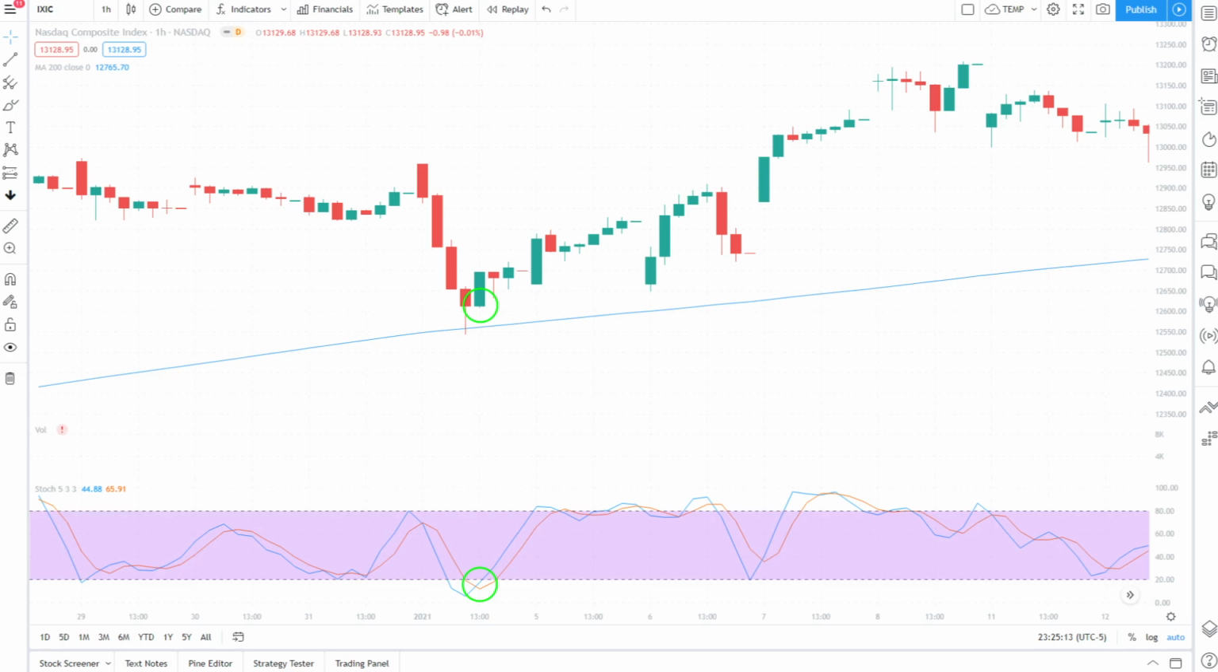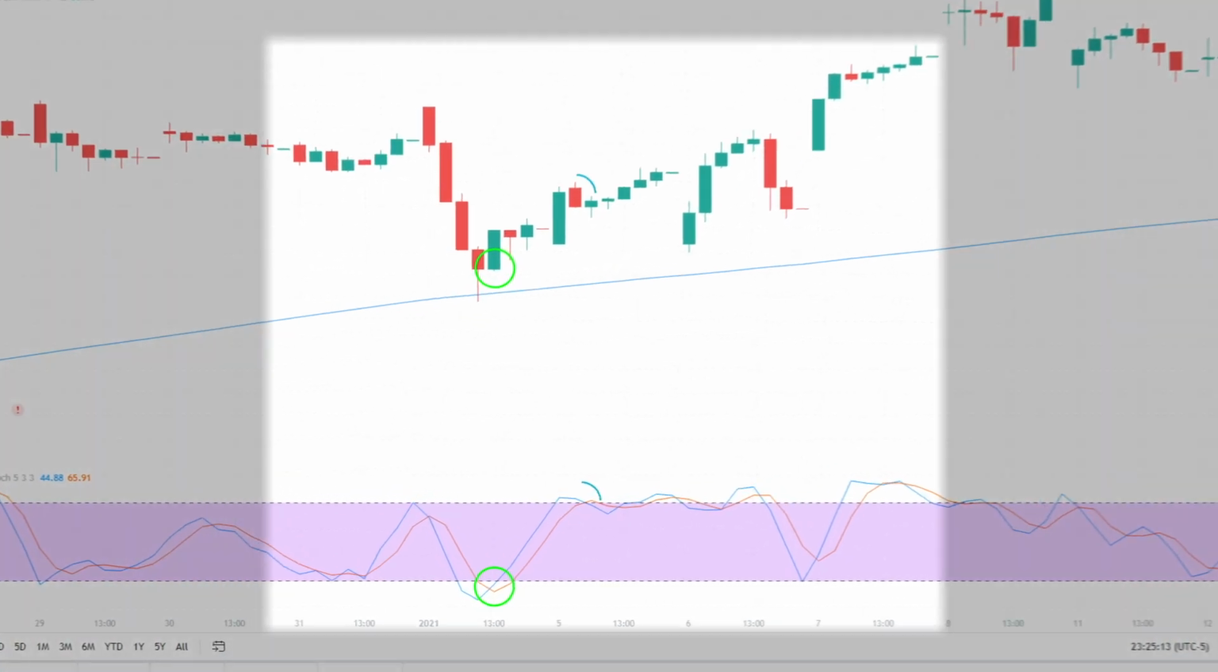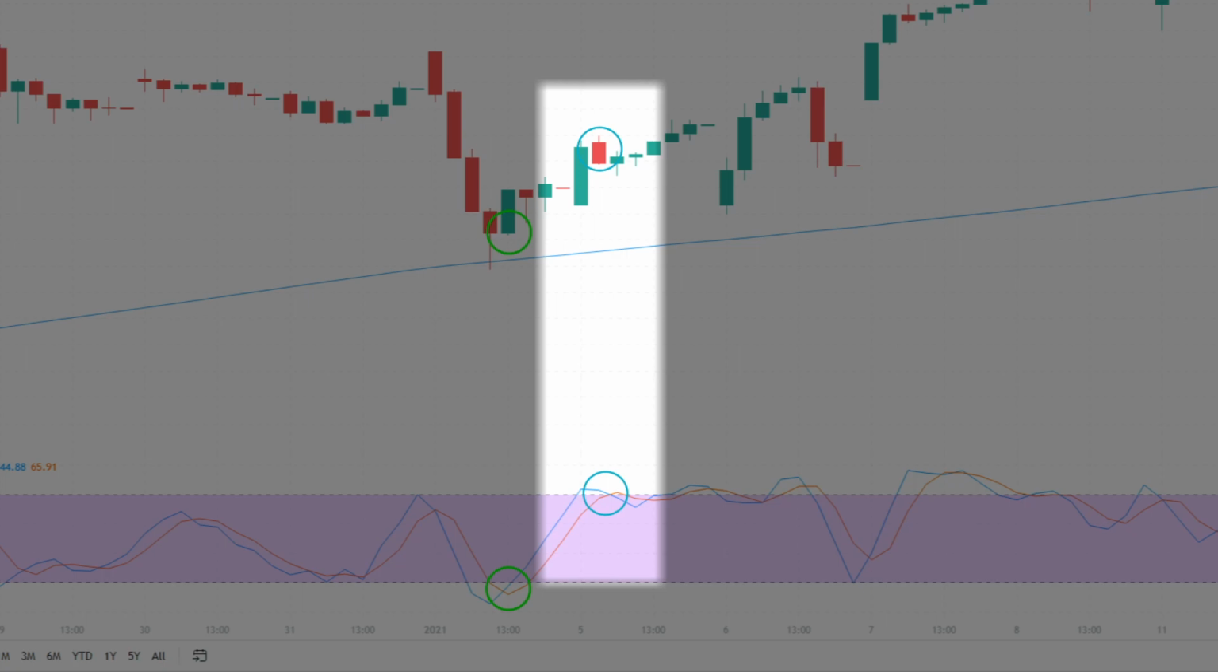A potential sell signal, as displayed on the stochastic, looks like this. Both the fast and slow lines are above 80, indicating overbought conditions. The fast line crossing below the slow line is our signal to sell. This means that the cycle up has likely come to an end and the next cycle down may be beginning.